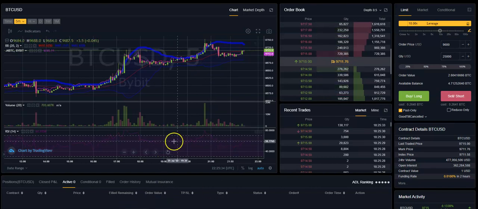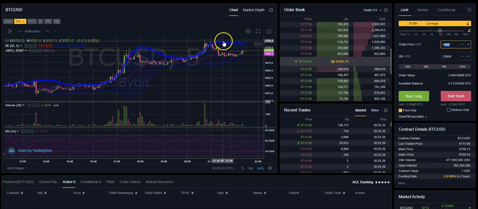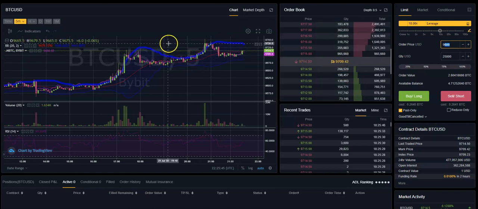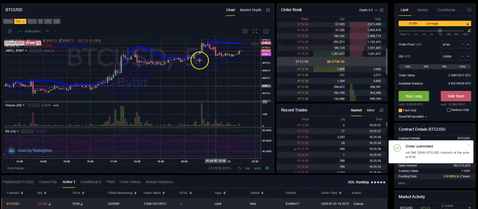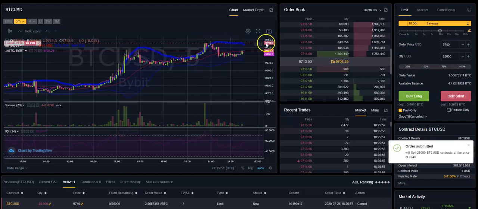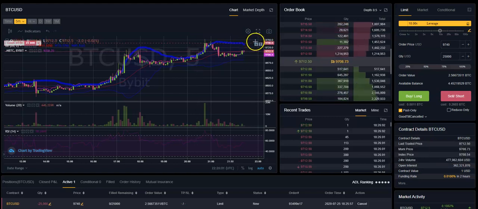So now that we know the basics of how to set up a buy long, it's the same thing with the sell short. Basically, you would predict the market to go down. Let's say, for example, you think that the market is getting rejected again at 9,740. You do a sell short. You click confirm, and now whenever the market price were to reach this point, the moment that it hits this, you'll fill your order, and the further it goes down from this price point, the more money you'll make.